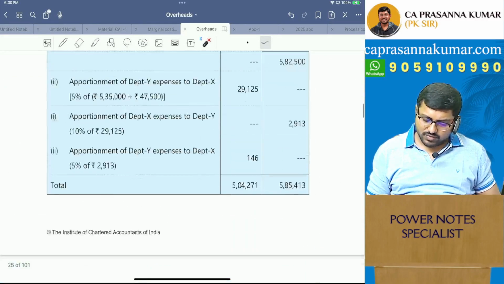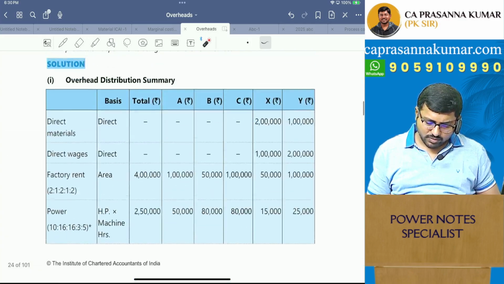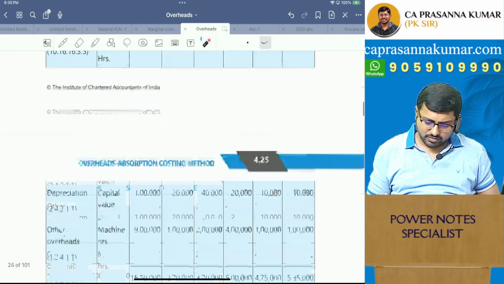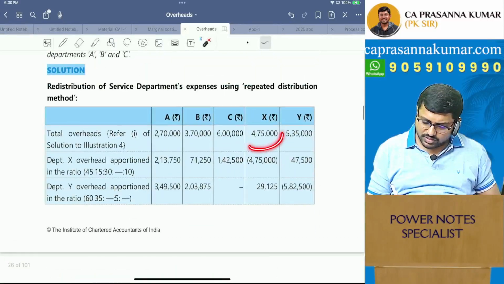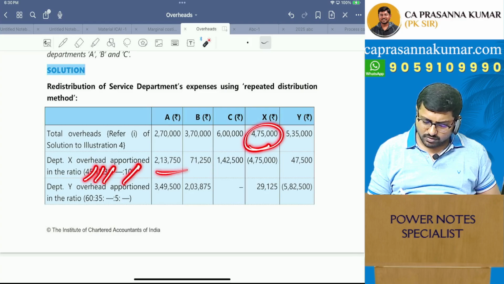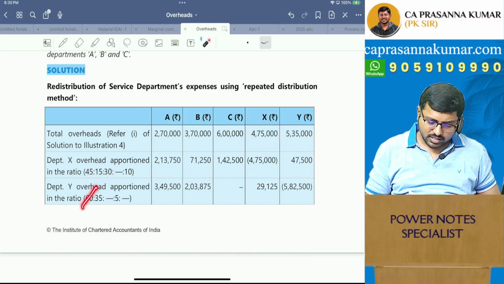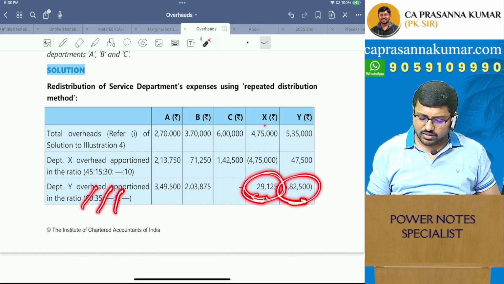After that, we'll start with X. In case of X, how much is it providing as service? 45%, 15%, 30%, 10%. Put it. Take the X, which is 4,75,000. 45%, 15%, 30%, 10%. Put those numbers. Then X will become 0. Now you take Y, 60%, 35%, 5%. You distribute Y. Then again you will give something to X. Now again new X has come, 29,125.